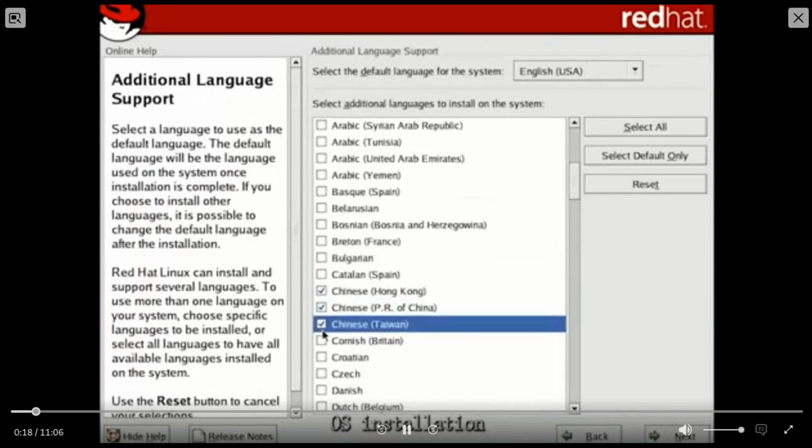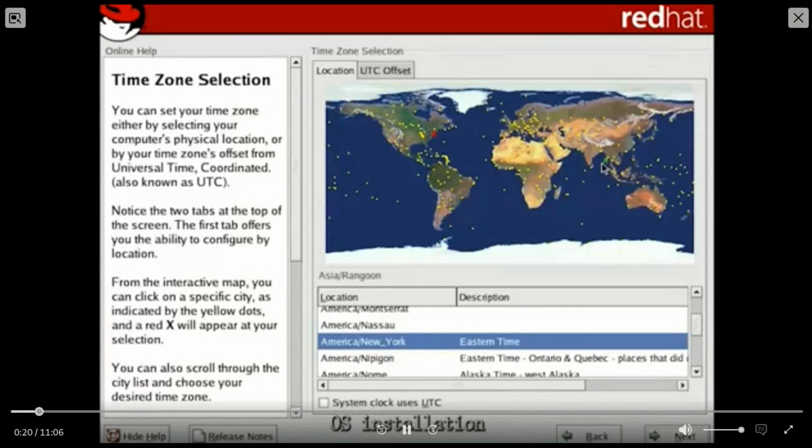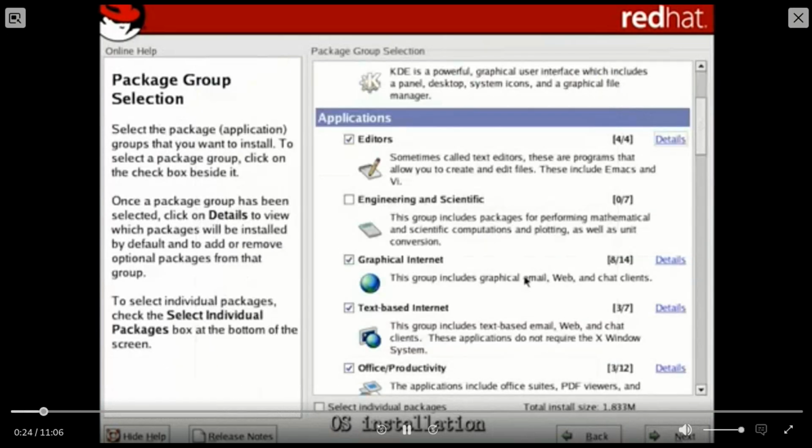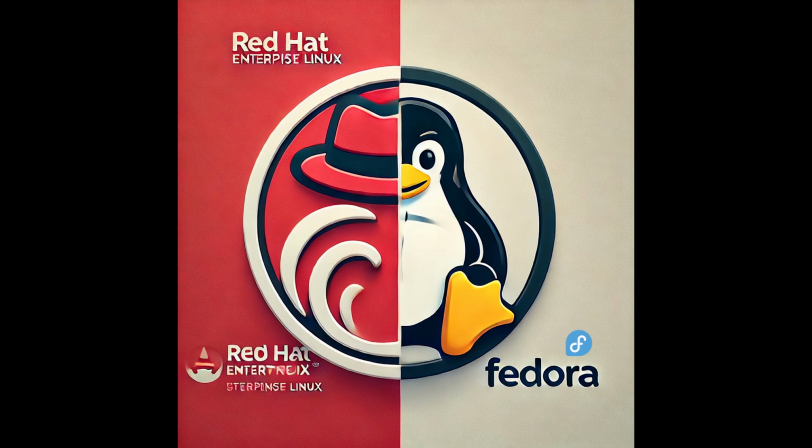But despite its strengths, Red Hat Linux 9 was the end of the road for the classic Red Hat Linux series. Shortly after its release, Red Hat announced that it would be discontinuing the Red Hat Linux product line in favor of a two-pronged approach: Red Hat Enterprise Linux, RHEL, for businesses, and the newly launched Fedora Project for the community. This decision marked a significant shift in Red Hat's strategy.